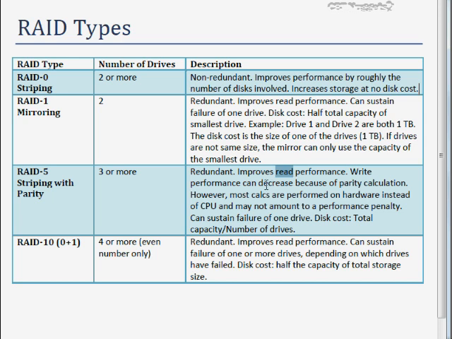The write performance can decrease, like I said, because of the parity calculation, although much of the time nowadays that's not as big of an issue as it used to be. Again, most of the calculations are going to be performed on hardware instead of your main CPU. Also, as I said, it can sustain a failure of one drive, and the disk cost is the total capacity divided by the number of drives.